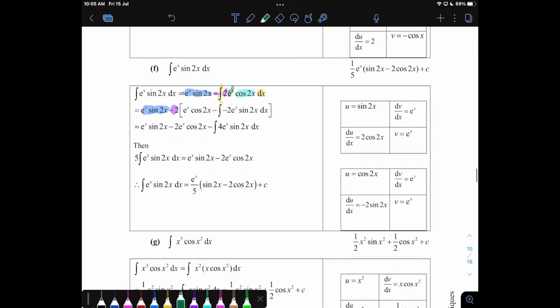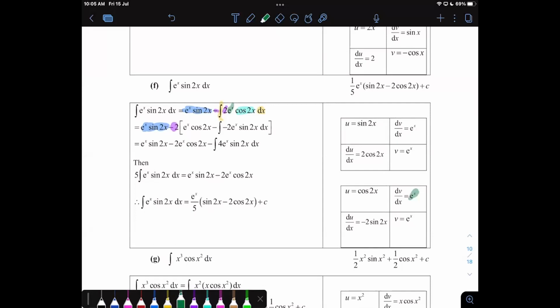Then e power x is the dv by dx. The cosine 2x is your u. Then you just have to differentiate and integrate. Differentiate cosine, you get negative 2 sine 2x. Why do you have the 2 here? Chain rule. Remember? Then integrate e power x. Very easy. You get back the same thing, e power x again. Then now you can just take this guy minus that guy. So it will be this guy, and you minus away that guy.